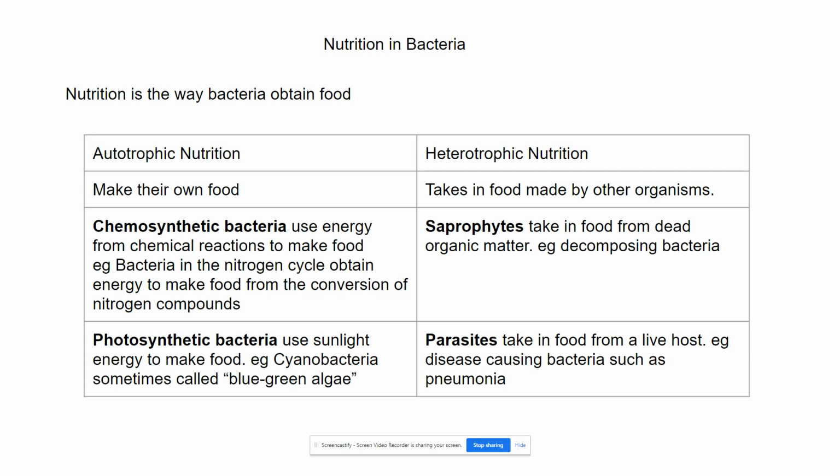And parasites or parasitic bacteria take in food from a live host. And these will be the disease-causing bacteria. Pneumonia is an example. So any pathogenic bacteria that might live on or in a living organism is a parasite. Okay, if you want to pause that and take down that table, please.